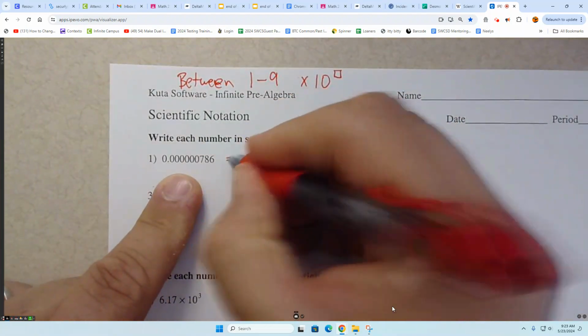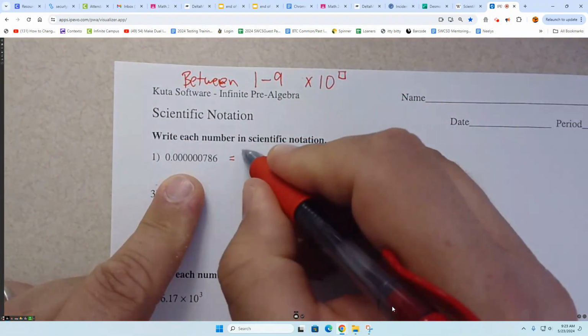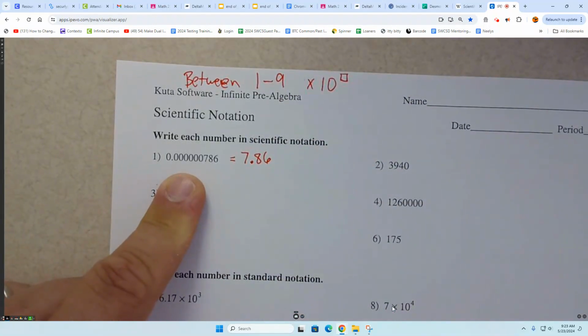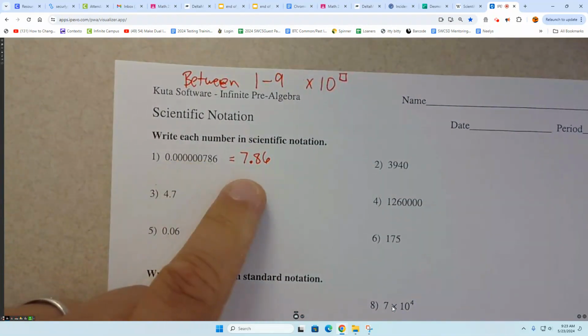Exactly. So if I want to change this to a number between 1 and 9, I'm going to change it to 7.86. Do you agree that that's between 1 and 9? The biggest point is that there's not more than one digit before the decimal, right? If there's 2 digits there, then it's not between 1 and 9.